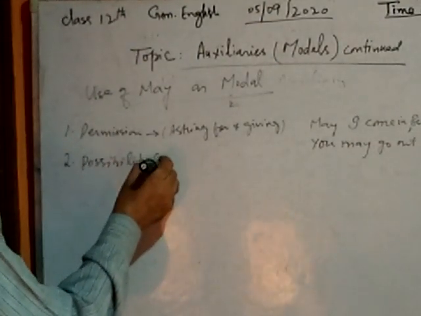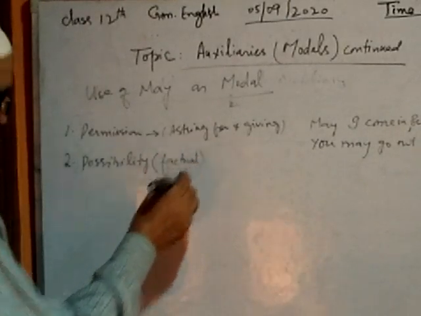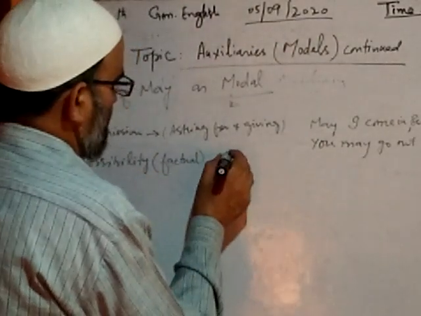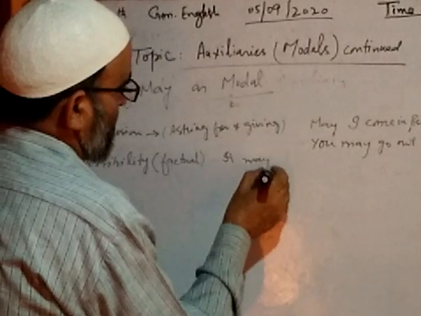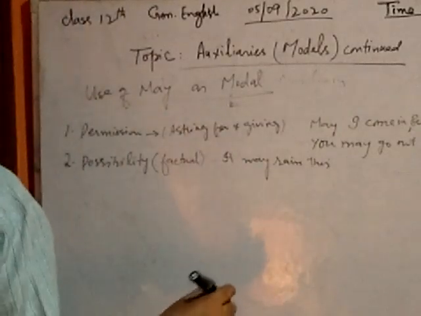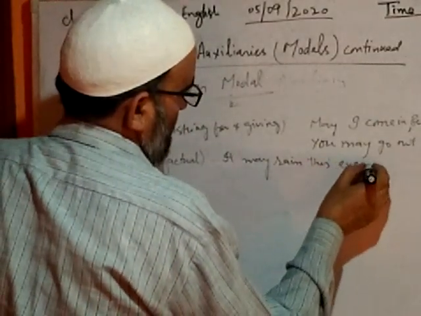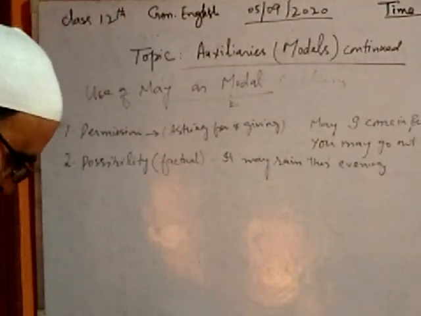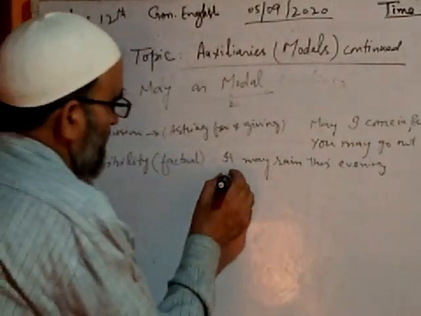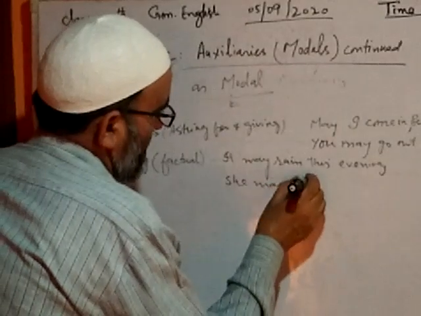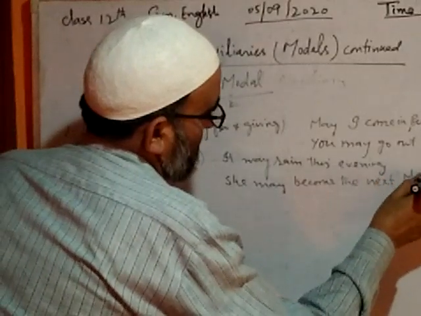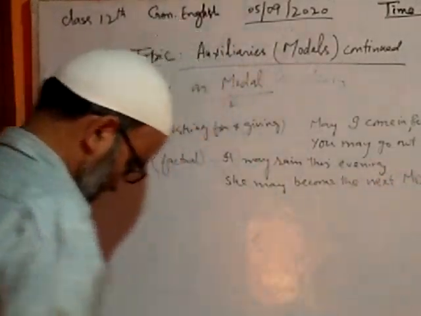Possibility. What is possibility? It is factual. For example, it may rain this evening. Second, she may become the next Miss World.